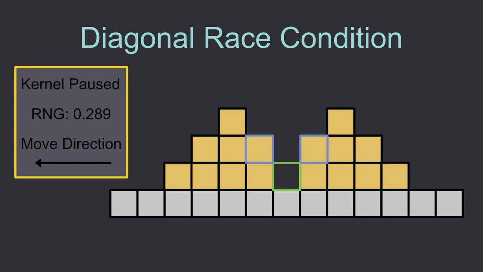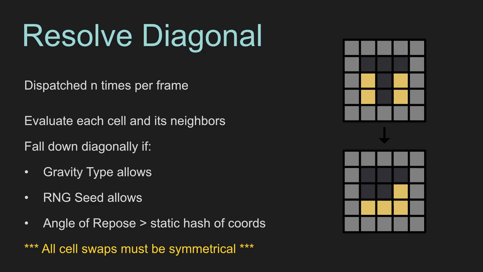How can this be avoided? My solution was to pass an RNG value to the simulation at each frame. This is a float that ranges between 0 and 1, and will be useful for further game mechanics as well. If the RNG is below 0.5, cells only process movement in the left direction. If the RNG is above 0.5, cells only process movement to the right. Recall that this needs to be symmetrical, so this left and right is from the perspective of the current cell being processed, and cells must also look in the opposite direction for other cells that may want to swap into their current position. Diagonal movement also takes into account a material's angle of repose.